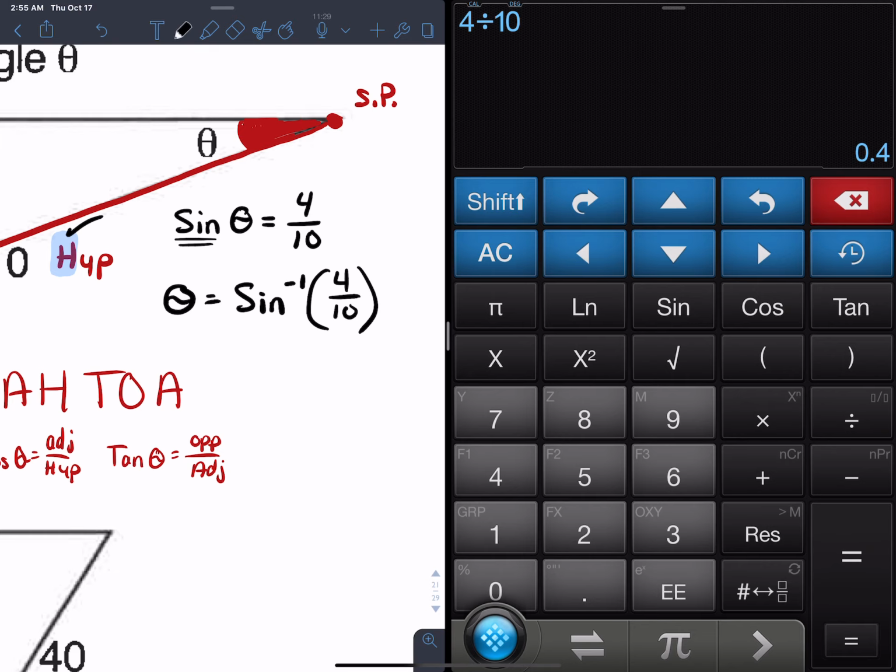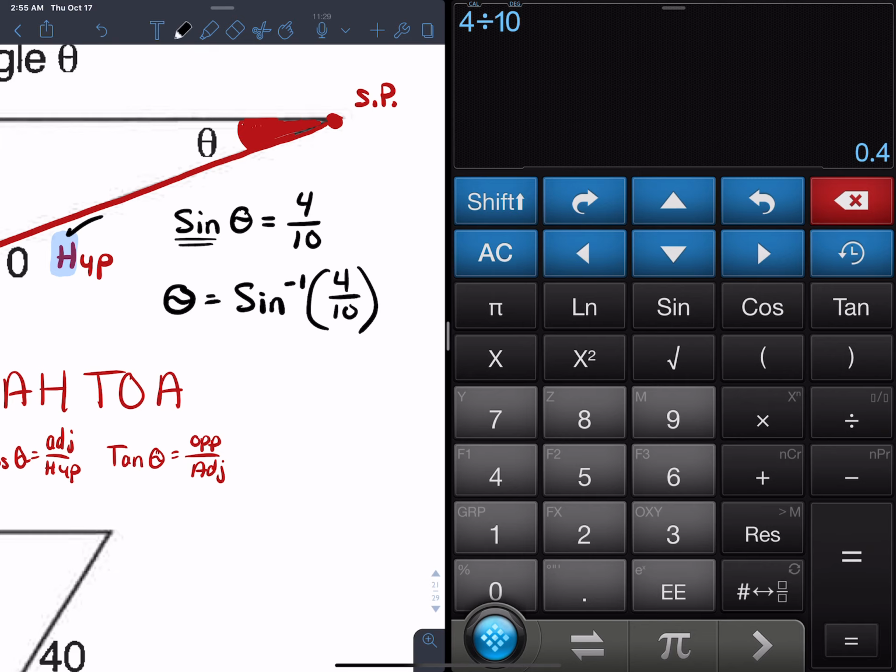So on your calculator, how do you get this inverse sine? You're going to have to get used to your calculators. Some of them have the second button. Some of them are actually going to have inverse sine already labeled. But on mine, I have to press the shift. On yours, I think you probably have, like I said, the second button.